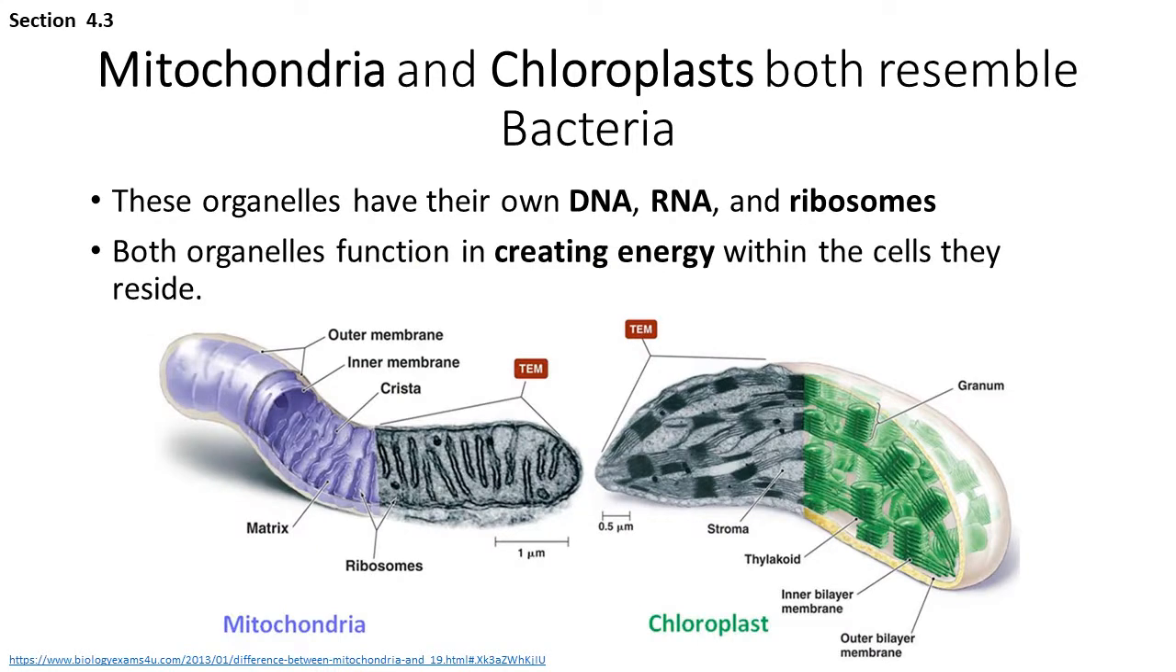This idea that chloroplasts and mitochondria were developed into organelles in the form of endosymbiosis is supported by the fact that these organelles, like well-known prokaryotic cells, have their own DNA, their own RNA, and ribosomes. And both of these types of organelles function in creating energy within the cells that they reside.